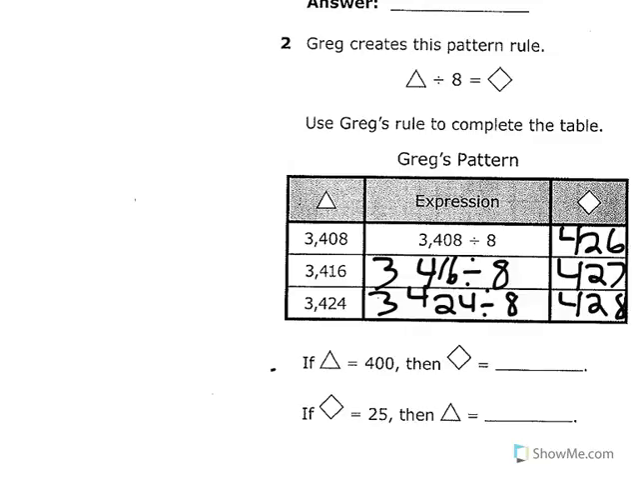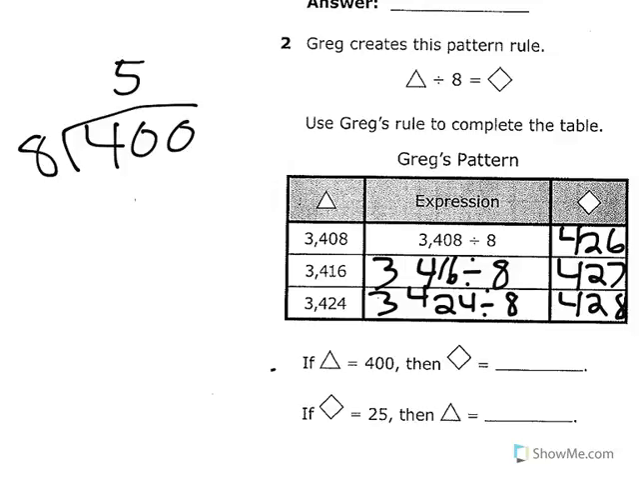So, next part says if triangle equals 400, then the square or the rhombus would be what? So that would be 400 divided by 8. And 8 goes into 40 5 times. And it looks like it's going to be 50 times exactly, so that would be 50.